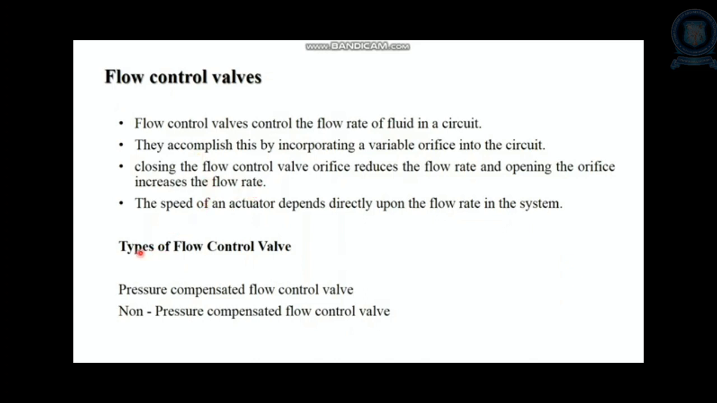Types of flow control valves are divided into two types: pressure compensated FCV and non-pressure compensated FCV. In a pressure compensated FCV, it controls the flow and also compensates for the pressure of the system. A non-pressure compensated flow control valve controls the flow rate only. So I think you may have studied something about this in the second unit. You can see it in the next video.